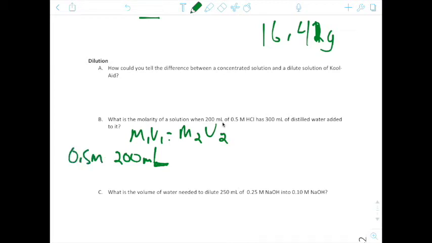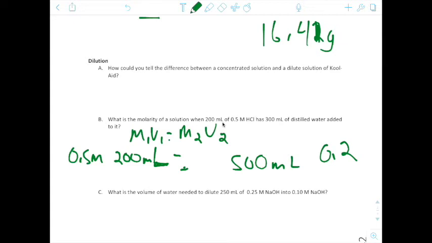So there's our M1, our V1. And what we're doing, we have 300 milliliters added to it. So that means that our second volume is going to be 500 milliliters, because we're going to have 500 milliliters when we're finished with it. And so we take our 0.5 times 200 all divided by 500, and we will get a 0.2 molar solution.